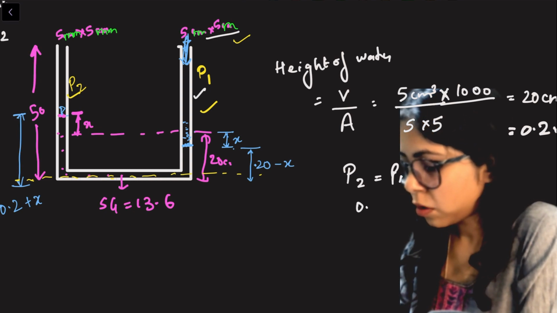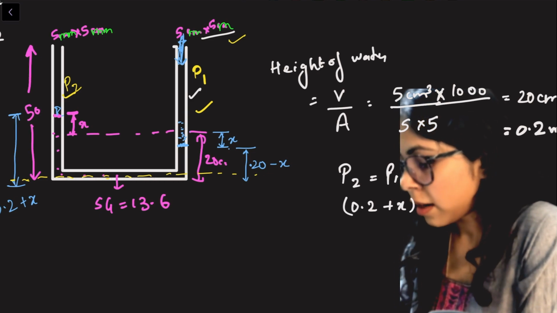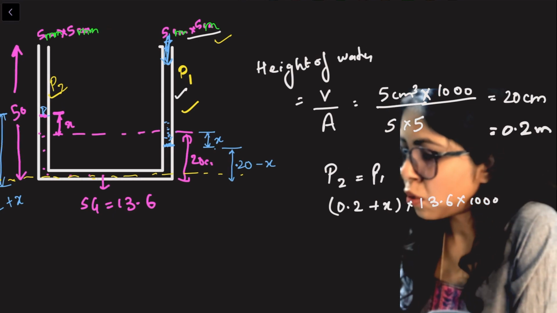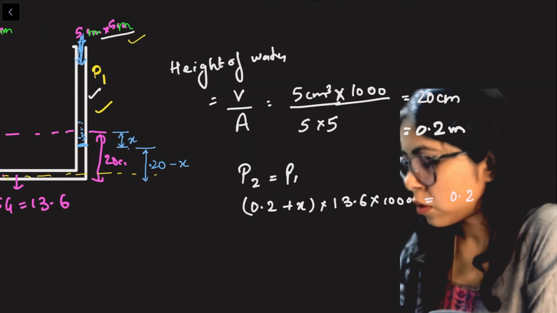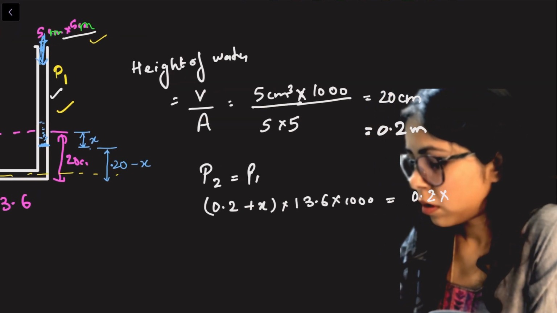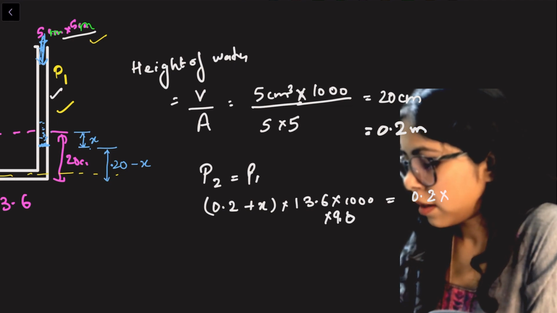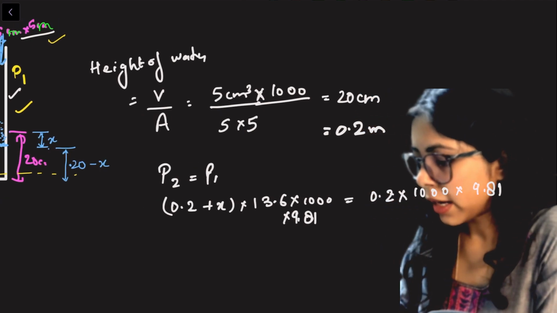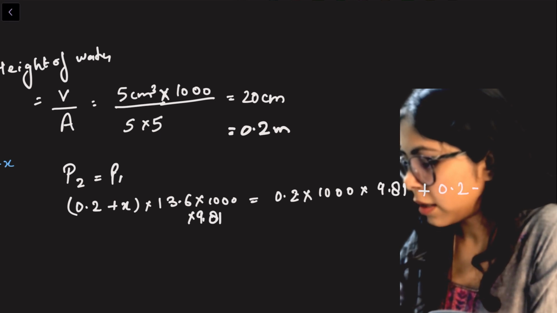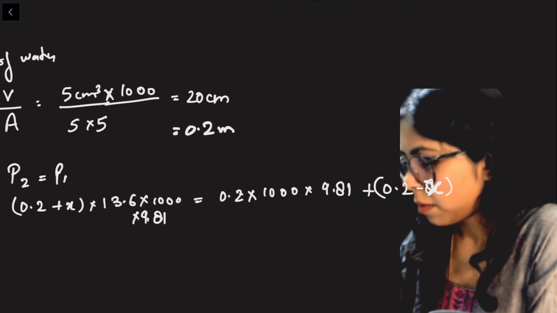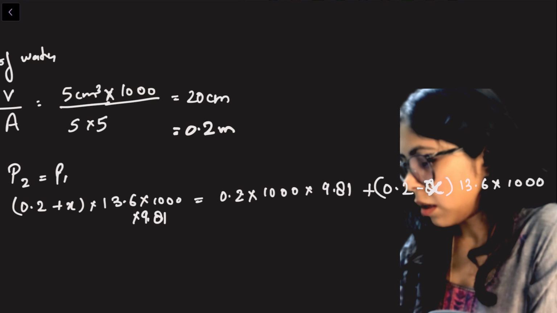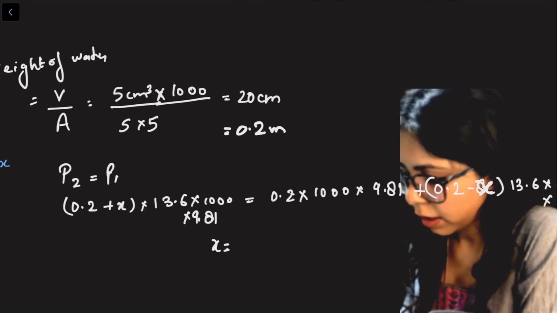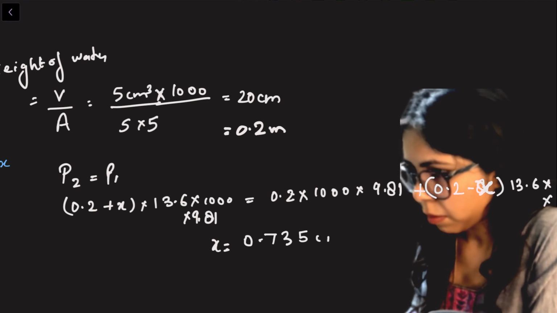What is P2? P2 is the 0.2 plus x height of mercury, so rho is 13.6 into 1000, and this is rho g h, so I multiply by g as well, 9.81. That will be equal to 0.2 into rho, that is 1000, into 9.81, plus 0.2 minus x of mercury again, so 13.6 into 1000 into 9.81. If I calculate it, the final answer for x comes as 0.735 centimeters.